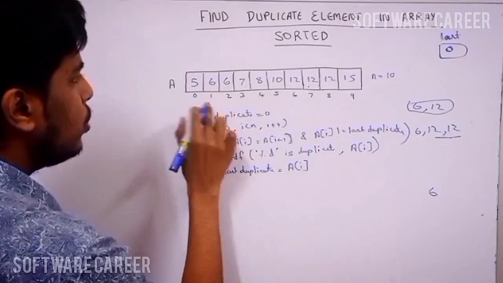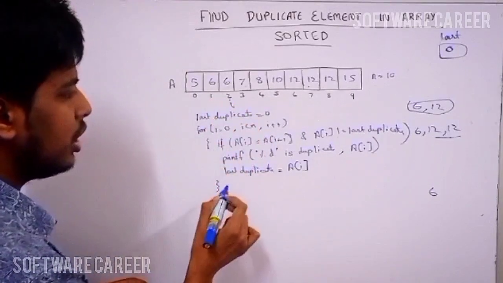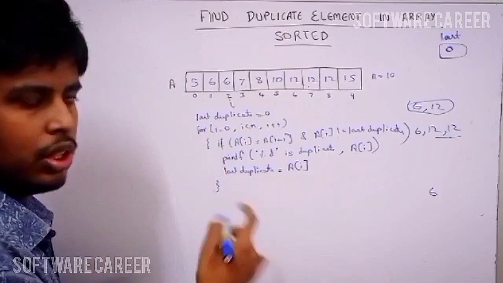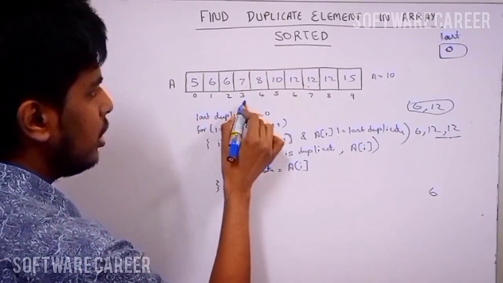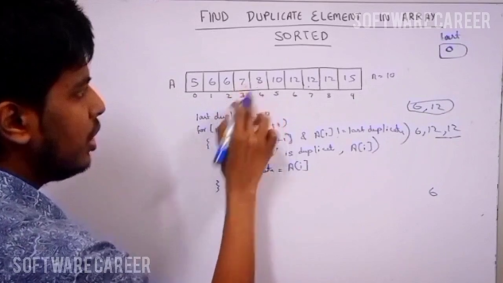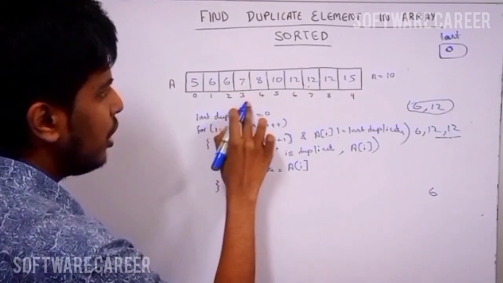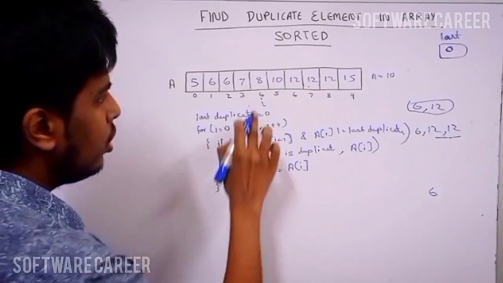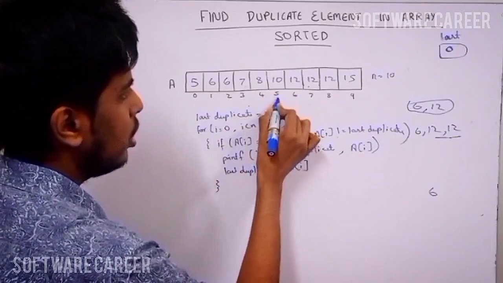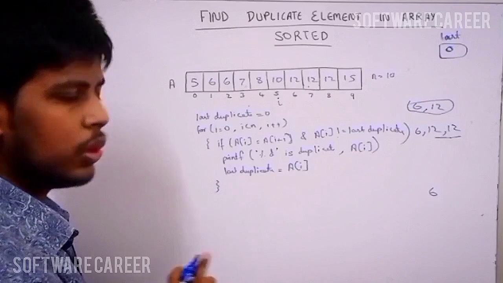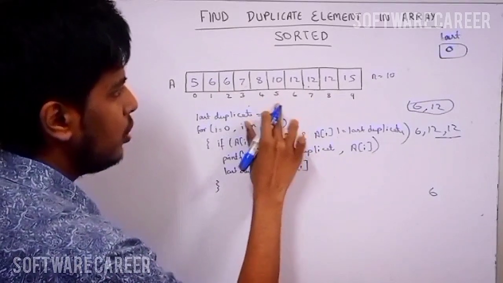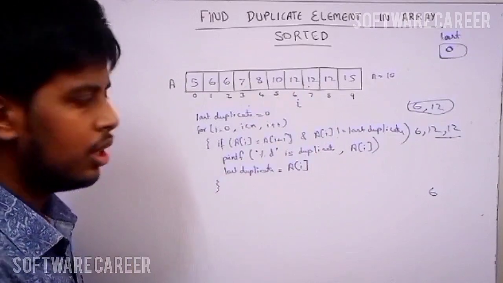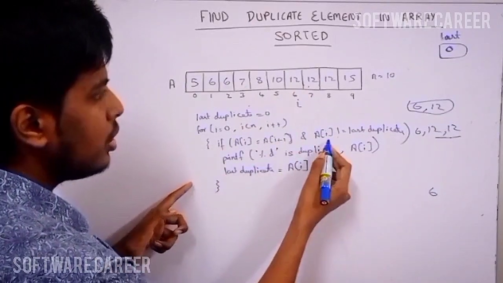Now I goes to here. Now it checks whether a of I equals a of I plus 1. 6 is not equal to 7. So I value gets increased. Then again checks whether 7 equals 8. No. So I value increases here. Then checks whether 8 equals 10. No. So I value increases. Now checks whether 10 equals 12. No. So I value increases. Now checks whether 12 equals 12. Yeah. And 12 is a of I.